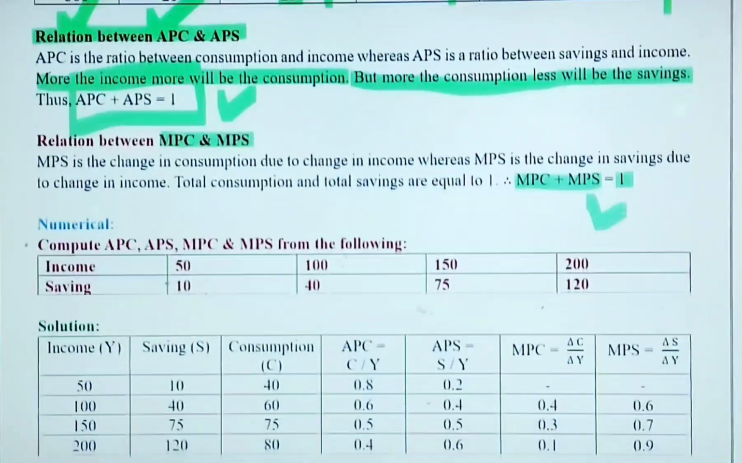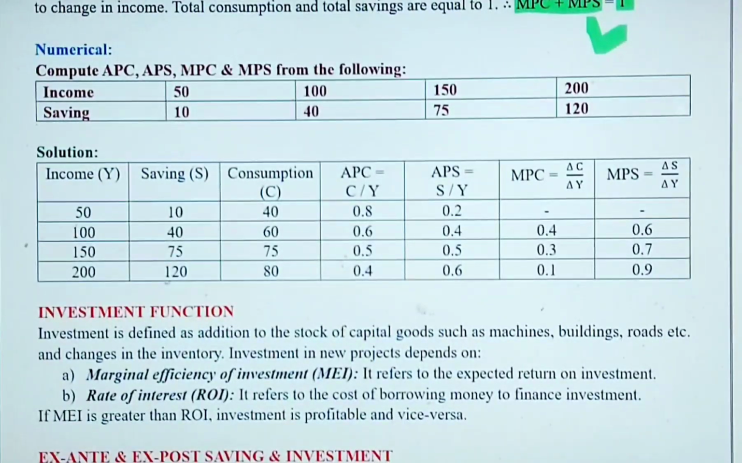Okay, let's work out one numerical from here. This is the question given: find APC, APS, MPC, and MPS from the following. Income and savings are given. These two things are given in the question, income and saving. So we can find consumption from here, which is income minus saving. 50 minus 10, you get 40. 100 minus 40, you get 60. 150 minus 75 is equal to 75. So here we have consumption.